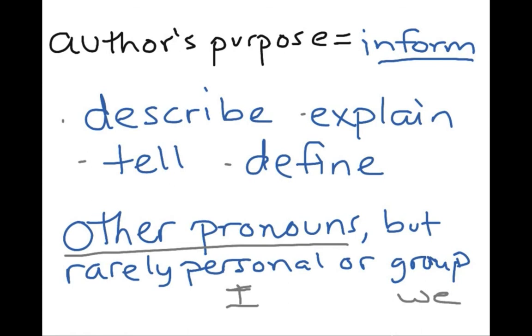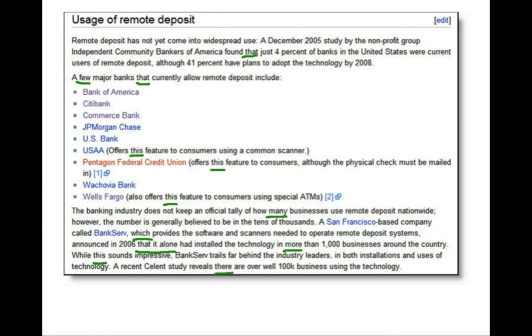The last type was informative, so I pulled up an example of a Wikipedia entry. Now, if it comes from a dictionary or comes from Wikipedia, it's going to be informative no matter what. But I've underlined all of the pronouns that I could see, and a lot of them you can see are that, few, this, which, that, it, alone, more. Most of them are part of the other pronouns. You don't see any personal pronouns or any group pronouns, so they're not trying to convince you of anything or trying to entertain you.